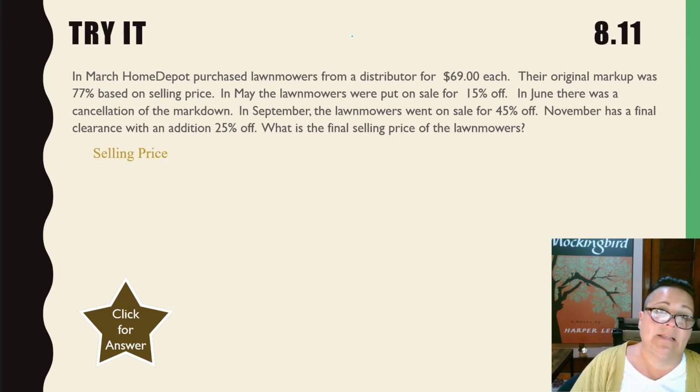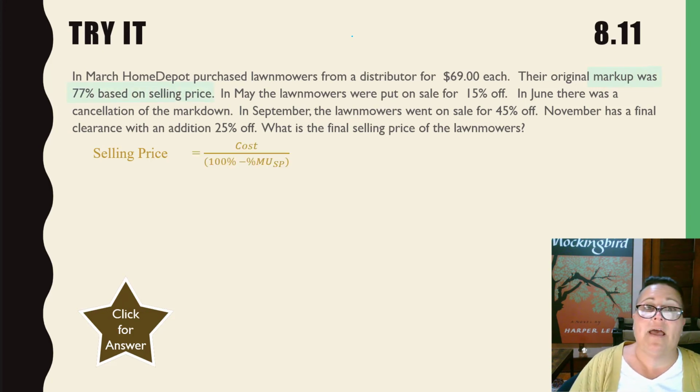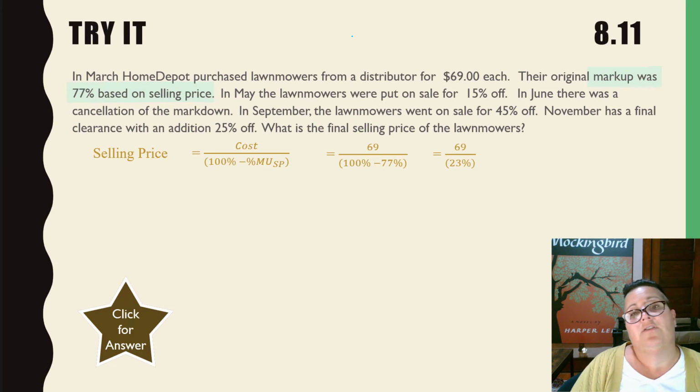So we're going to take our selling price, and since it is a markup based on selling price, we're going to take the cost and divide it by the complement of that 77%, which gives us $69 divided by 23%, or 69 divided by 0.23, which is $300 for a lawnmower.